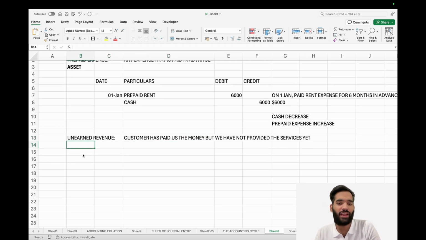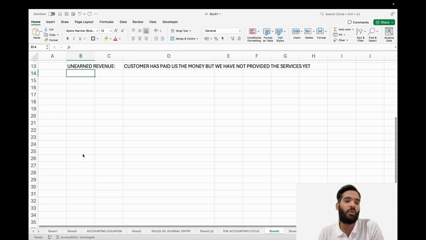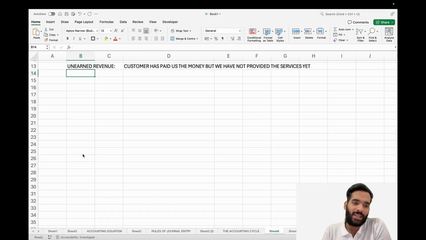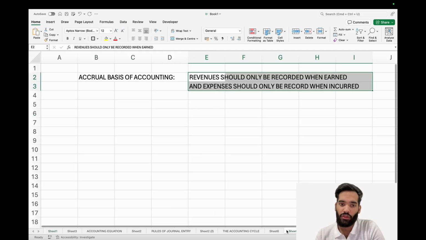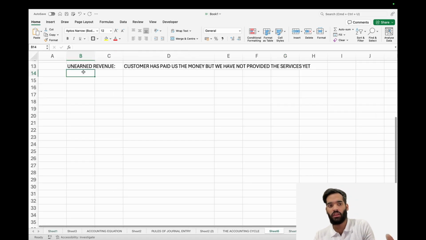Now here we have to again ask the same question. What type of account is unearned revenue? If I have received the money but I haven't done the work, I cannot actually say this is a revenue account, because revenue is only recorded when you do the work. So think of it this way. When you receive money but you still have to do the work, this means you owe work to the customer, right? You still have to do the work for the customer. You owe the work. So anything we owe is called a liability.